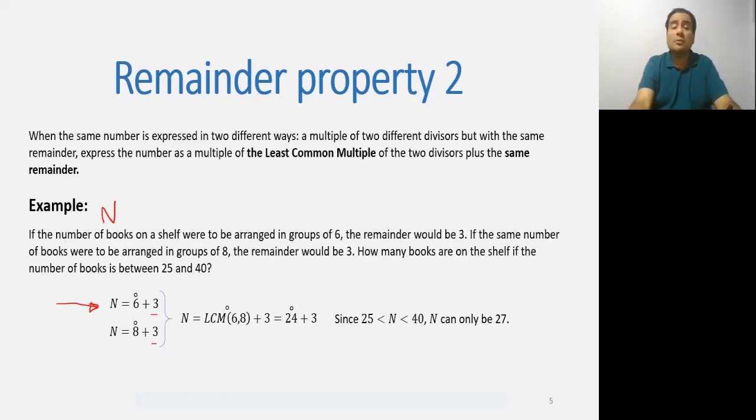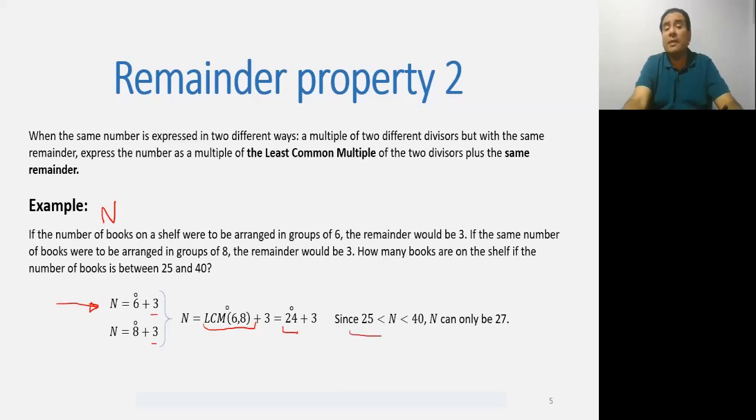You can combine the two structures into one single structure where you have a multiple of a new divisor, and that new divisor would be the least common multiple of the two original divisors. So in the case of 6 and 8, that new divisor would be 24. Since now you know that n is a multiple of 24 plus 3, the same remainder, then you can quickly situate the value of n in the interval given.